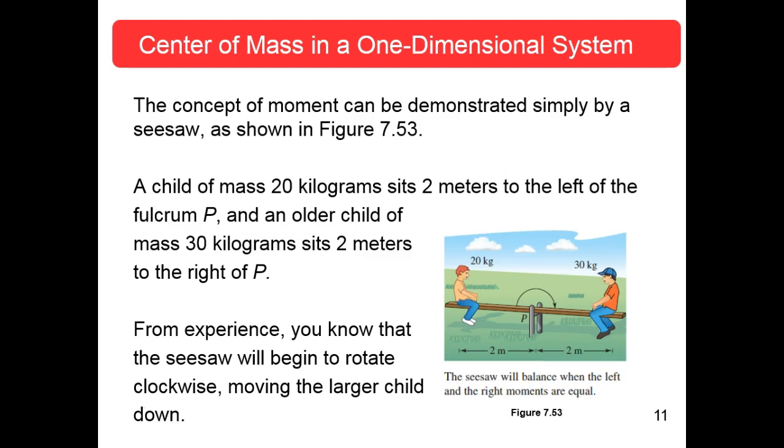If you had this situation here where this 20 kilogram kid was sitting here and the 30 kilogram kid was sitting there, they're each 2 meters from the point in question. What's going to happen to the seesaw? Tilt up where the lighter kid is at. Yeah.